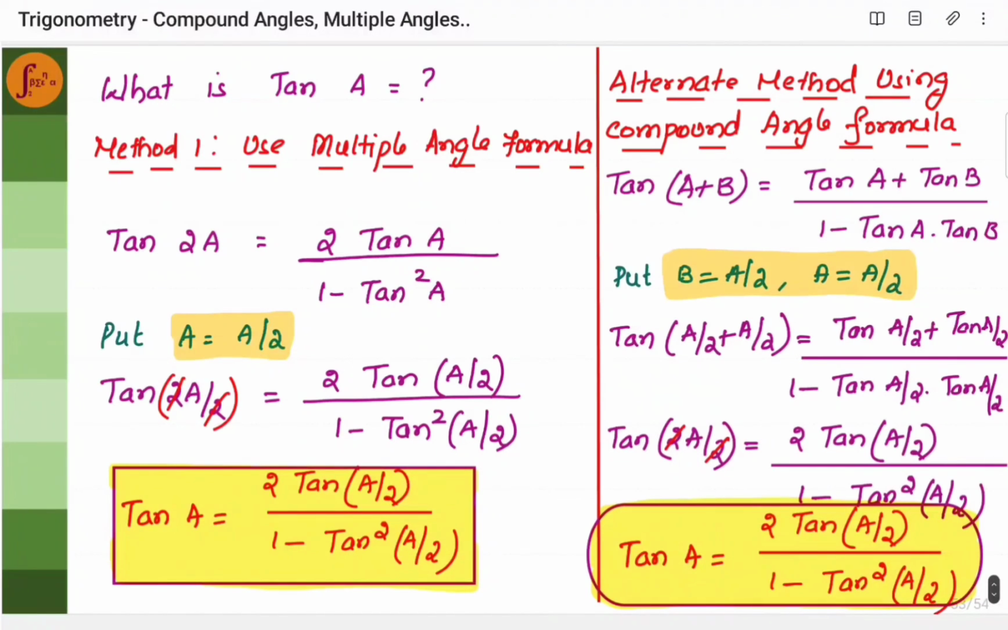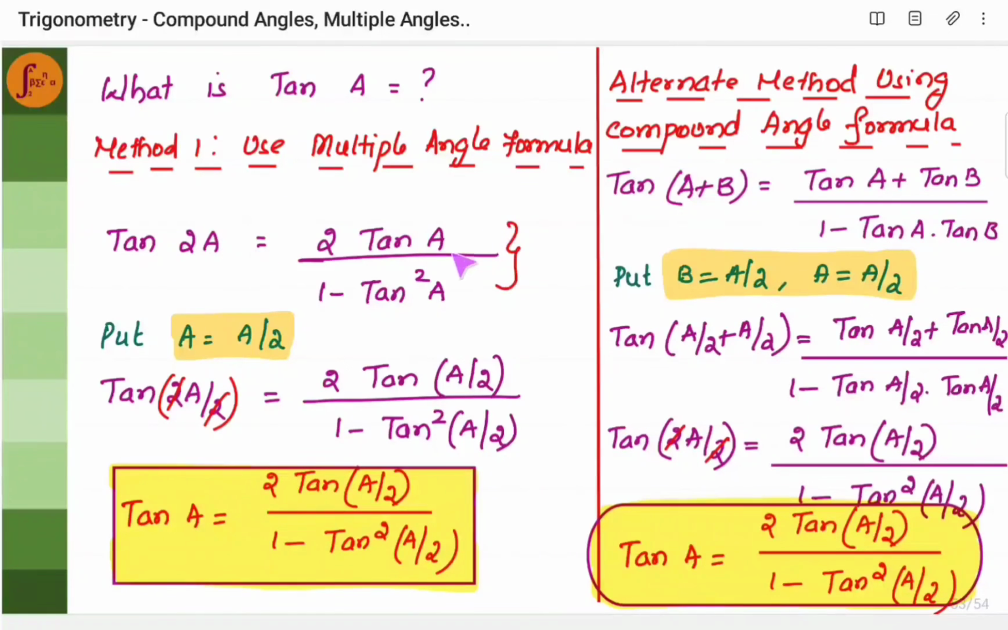Now we finished with sin a and cos a. Now we'll have to arrive at tan a. Right? Now again, two methods. Use the multiple angle formula, or use the compound angle formula. Both the methods you try to understand and use whichever is convenient. We'll use the multiple angle formula. The multiple angle formula is, you'll have to remember, tan 2a is 2 tan a by 1 minus tan square a. You have to remember this. Since it is difficult to remember, I suggested using this alternate method.